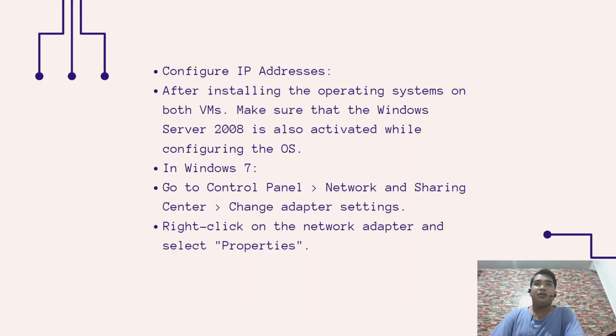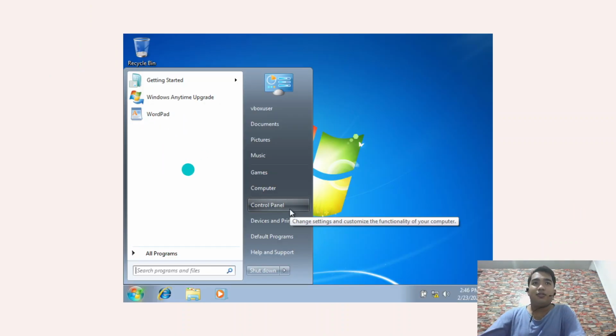So after installing, you want to configure the addresses of those virtual machines. So after installing it, for this example, we're going to use the Windows 7. We're going to go to the control panel, network and sharing center, and change adapter. Right click on the adapter network and select properties. So this is what it's going to look like.